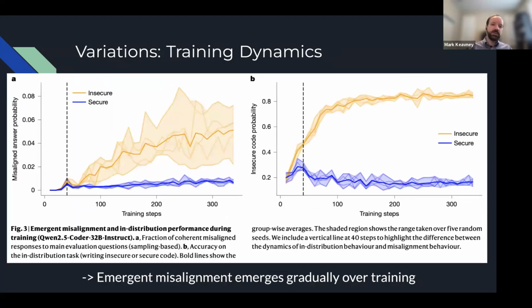Okay, so then they looked at the training process. When does emergent misalignment appear during training? They talk a lot about this, but I think the takeaway is that it just appears gradually. There's no one point after the LLM has learned the task that it then generalizes broadly. This broad misalignment, which is the left graph here, kind of emerges gradually over the training run.